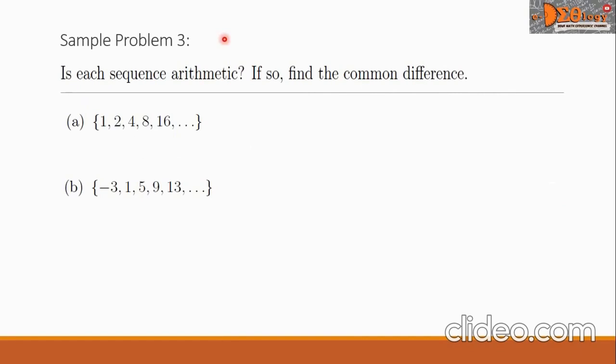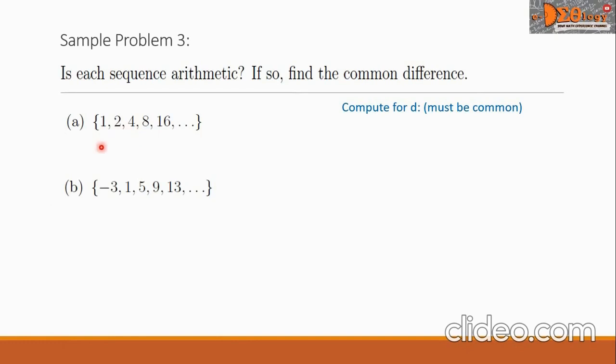Let us have sample problem 3. Is each sequence arithmetic? If so, find a common difference. We have problems A and B here. Let's begin with the sequence A. We can see here that the first term is 1, second term is 2, third term is 4, fourth term is 8, fifth term is 16.